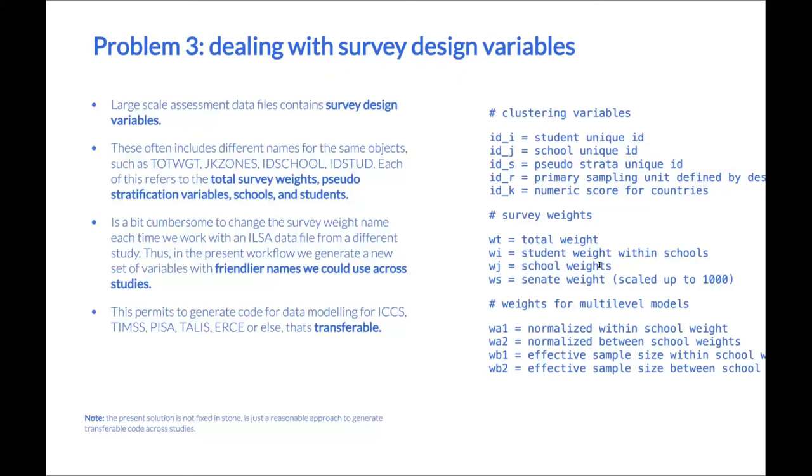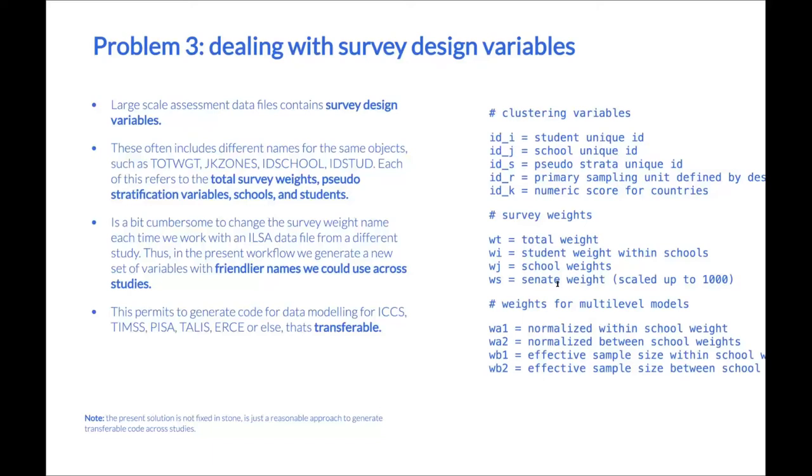Finally, the senate weight, most of the time this is already provided by the public data files, but it's possible that you want to have it in a different scale. I think, if I'm not mistaken, most of the large scale studies would give you senate weights that are scaled up to 500, but you can also scale it to a different number, and they may tend to work in a similar fashion.